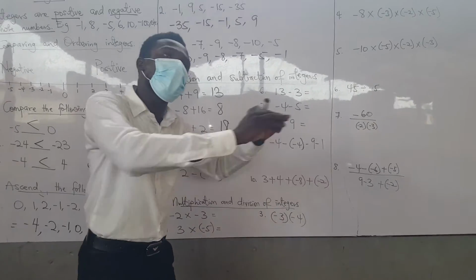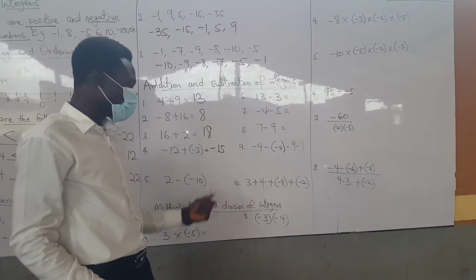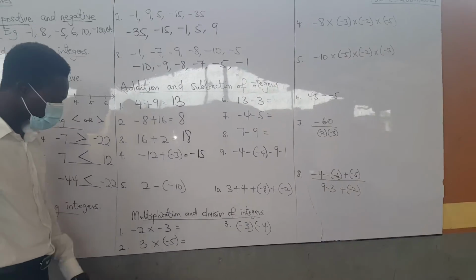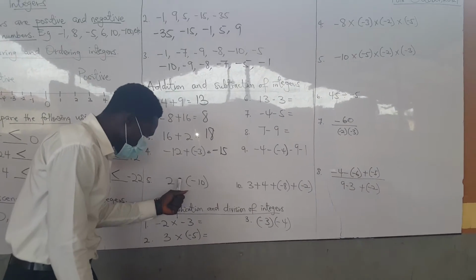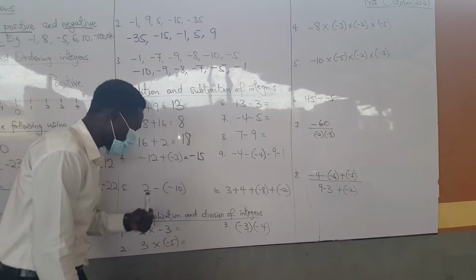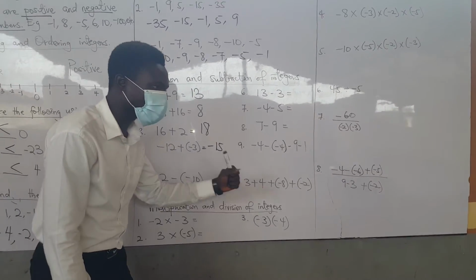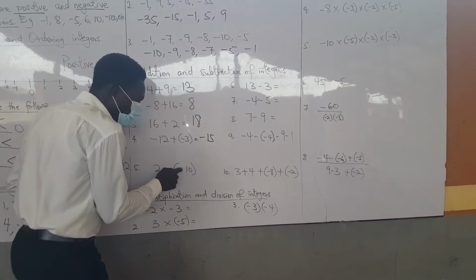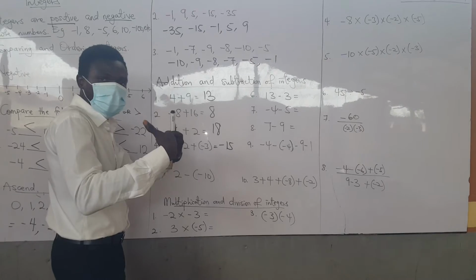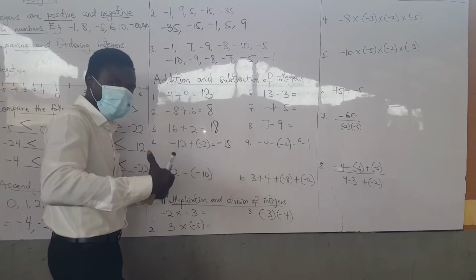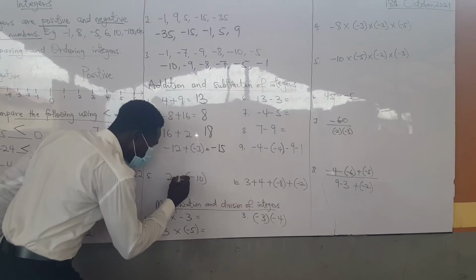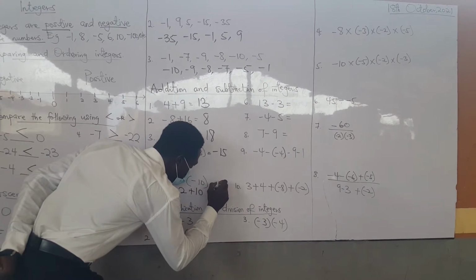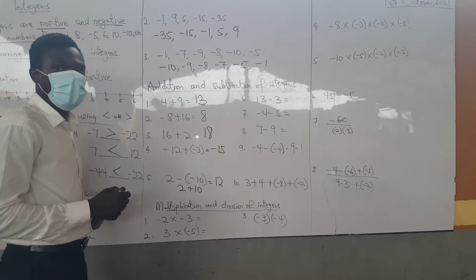So because you are owing, you are going to say negative 15. Now let's look at the number 5. You have 2 minus negative 10. What do I have to do? If 2 negatives meet or collide, it becomes positive. So negative times negative becomes positive, which will give us 12 as our final answer.